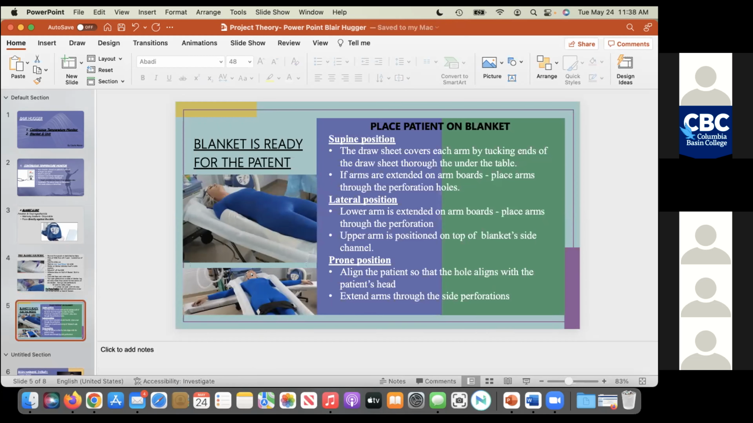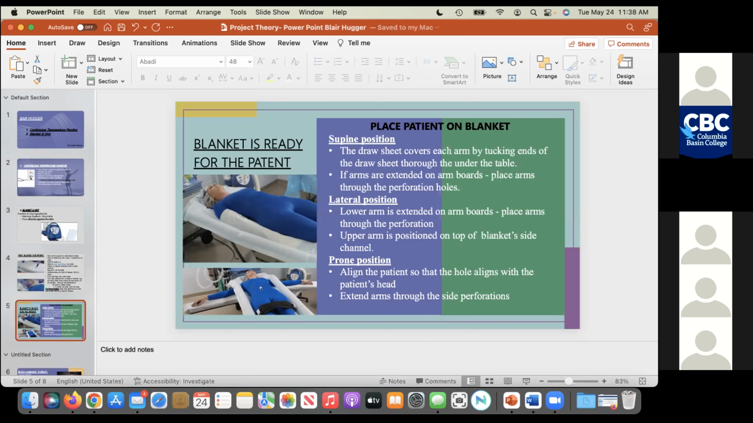If it's a person that's going to have an arm extension board, then you don't use a draw sheet. These preparations could also be used if you have a belt to secure the patient as well. The arms are just extended out, and it goes under, as I said, the blanket if the arms are extended versus to the side.